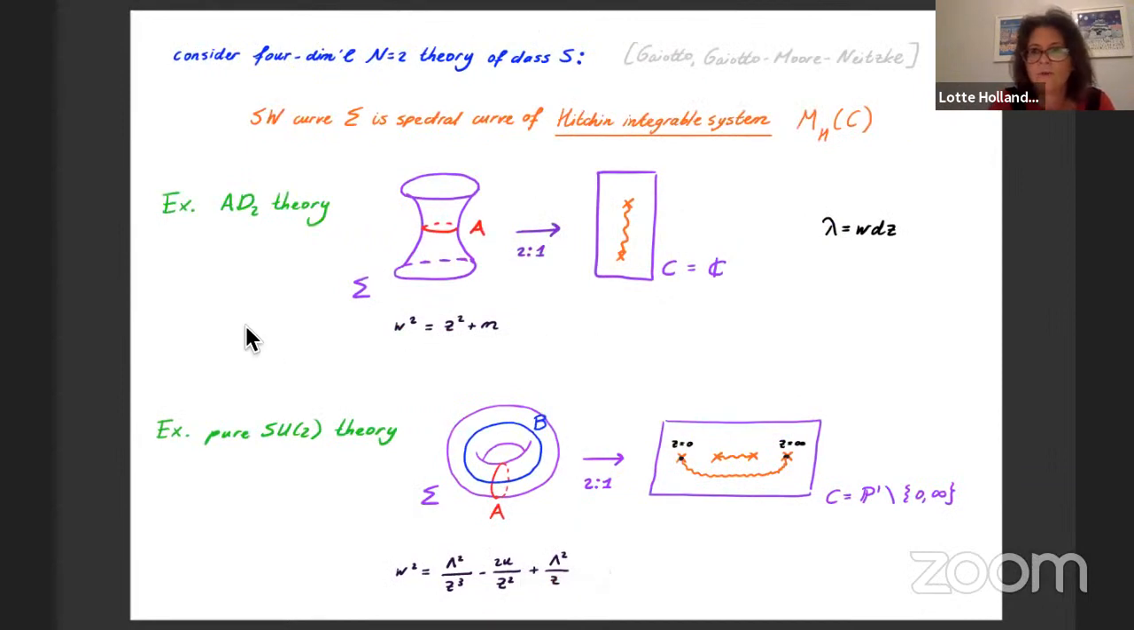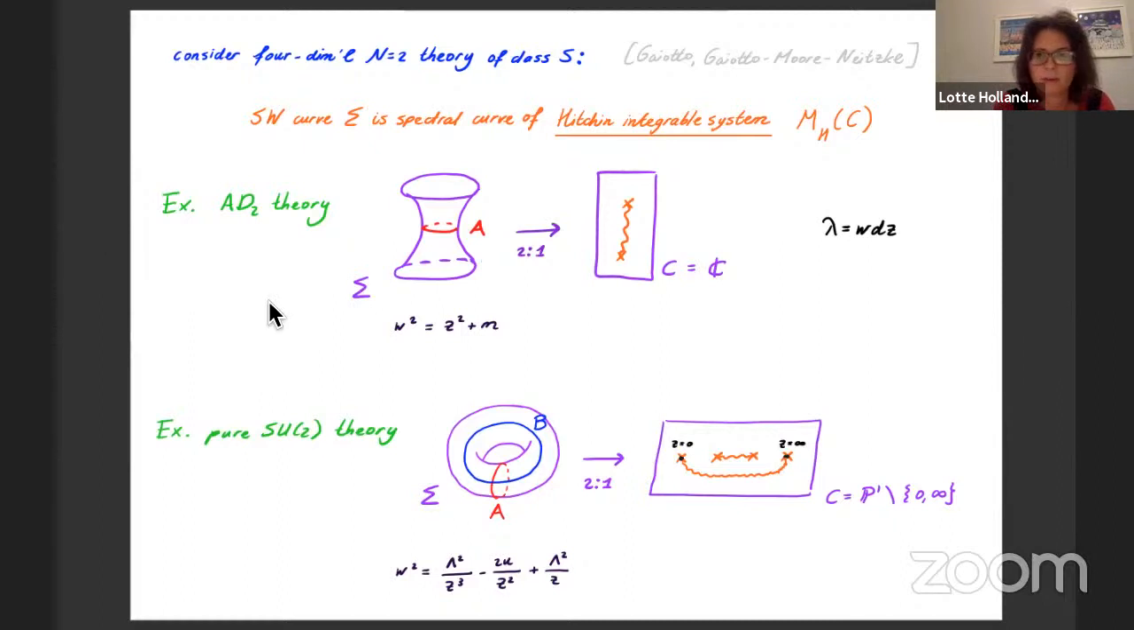Right, so what I will do in this talk is focus on four-dimensional N=2 theories of a special type, namely they are of class S. That means that the Seiberg-Witten curve is the spectral curve of a Hitchin integrable system, which is based on a curve C. So that is, sigma, the Seiberg-Witten curve, is a ramified covering over C. There are two examples that I want to discuss.